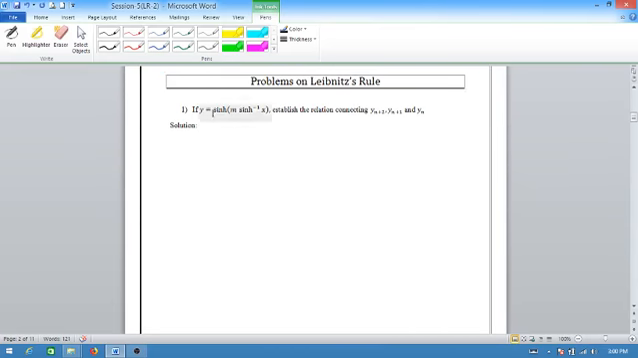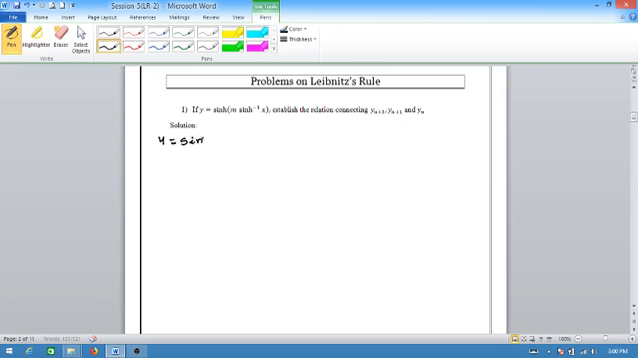If y is equal to sin hyperbolic m into sin hyperbolic inverse x, then you need to establish the relation connecting yn plus 2, yn plus 1 and yn. It contains yn plus 2, so therefore differentiate the given function 2 times, then apply Leibniz rule, find the nth derivative, and we will get the relation.